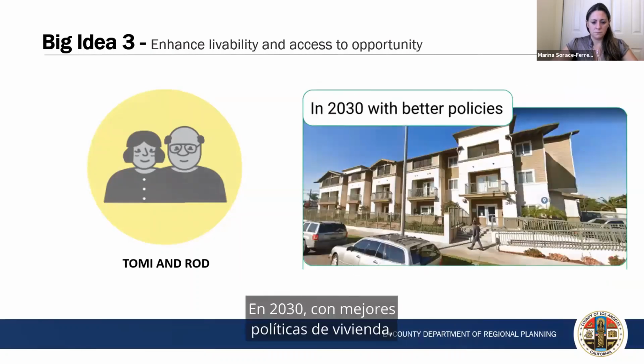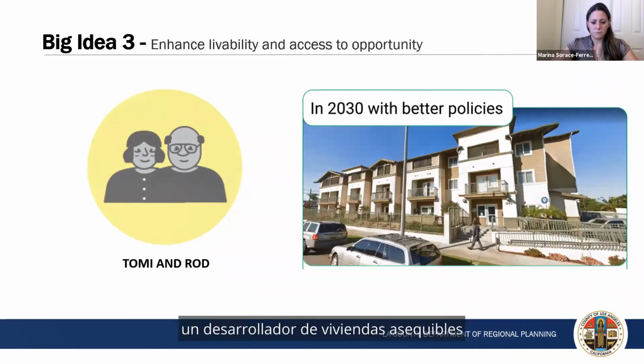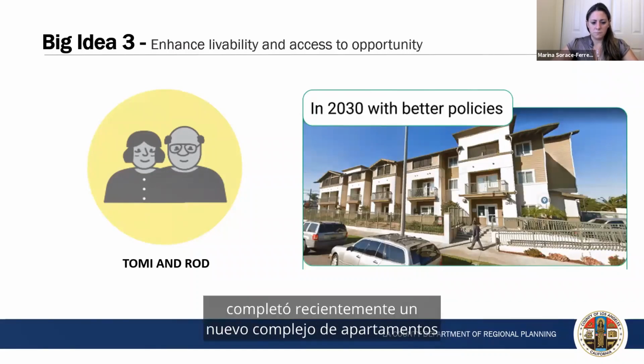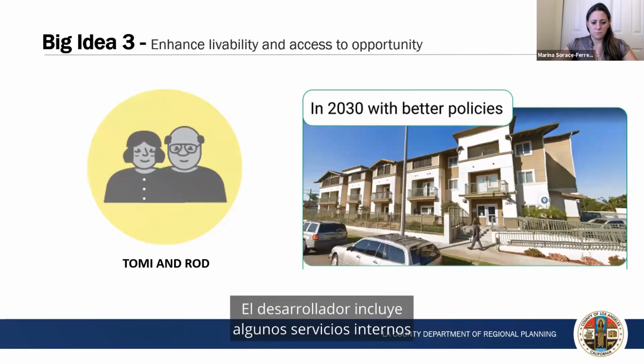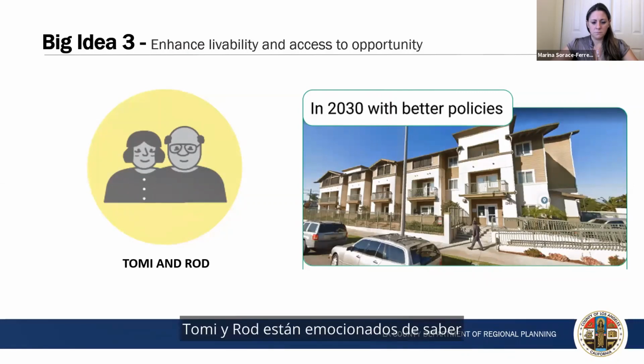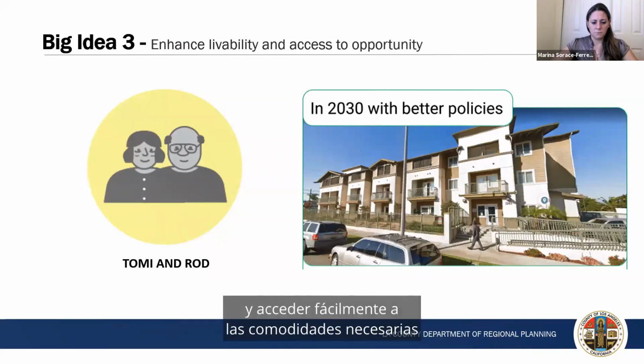In 2030, with better housing policies in place, an affordable housing developer recently completed a new senior apartment complex right off Main Street, close to shops and amenities. The developer includes some in-house services for its senior tenants. Tommy and Rod are excited to know that they will be able to stay in their community and easily access necessary amenities like a pharmacy and grocery store.